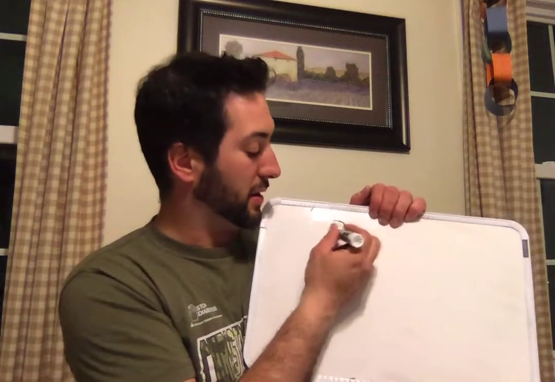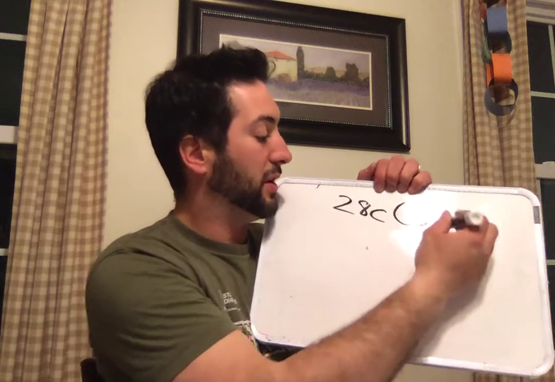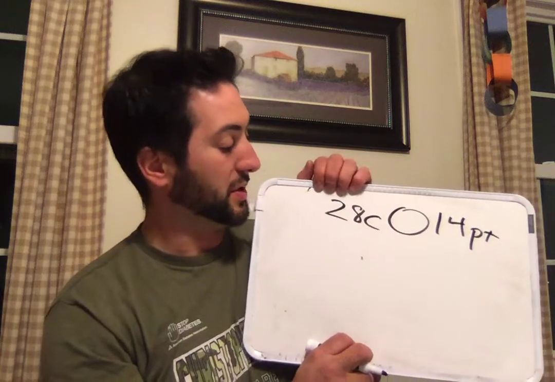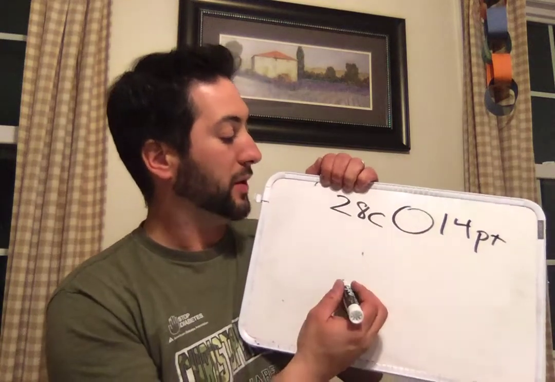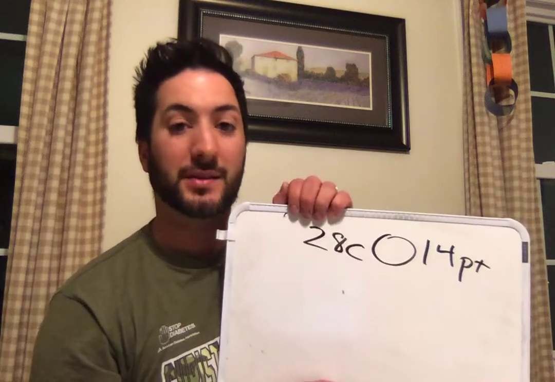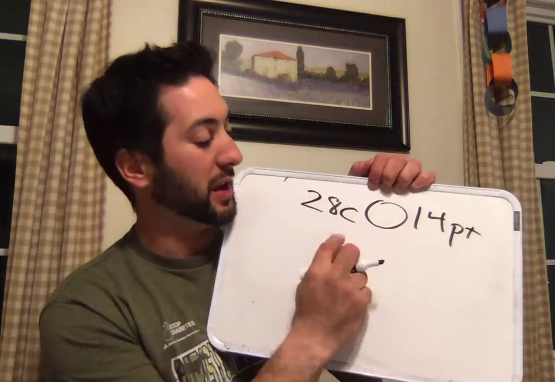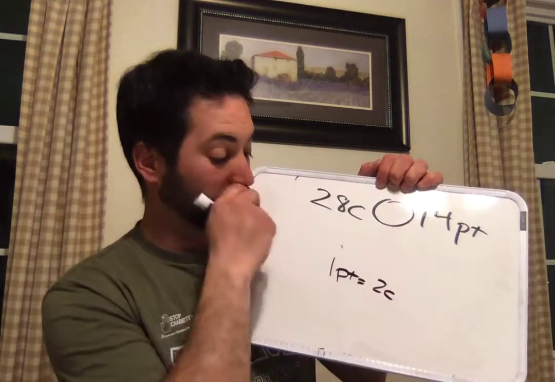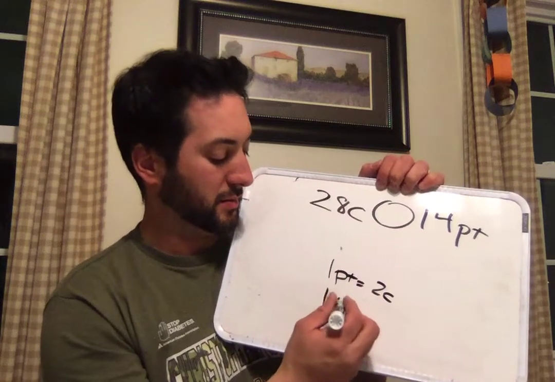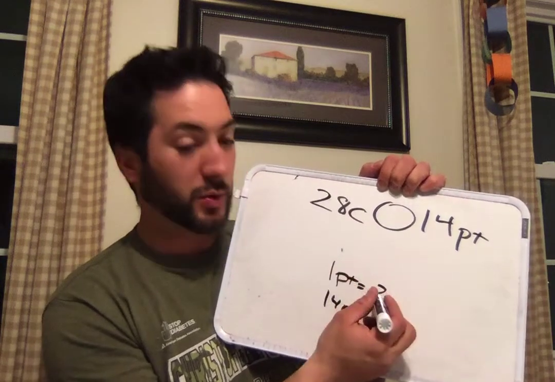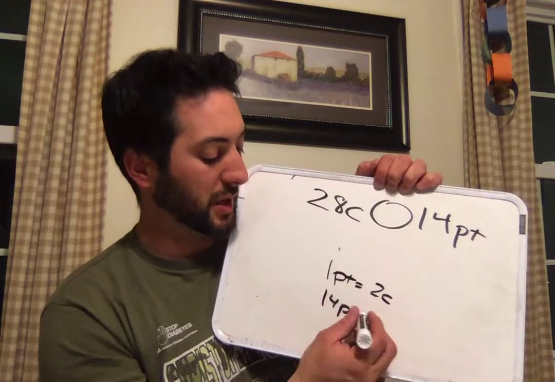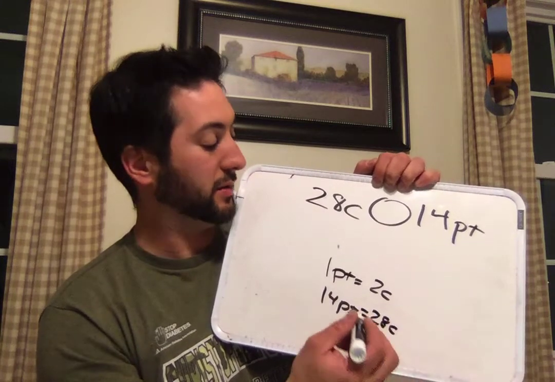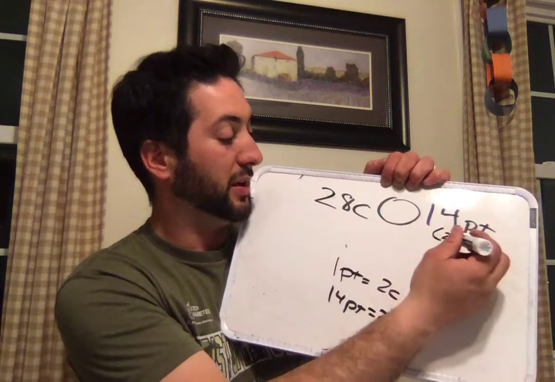28 cups, then a circle, then 14 pints, okay? 28 cups, circle, 14 pints. We have to compare them, okay? So what you do, remember, you put them in the same terms. It's easier to make the bigger one into the smaller one. So we go 1 pint equals 2 cups, right? So we have 14 pints. What's the relationship here? This one's twice as big as this one, right? Cups is twice as big as pints, the number. So what's twice as big as 14? 28. So 14 pints is really 28 cups.